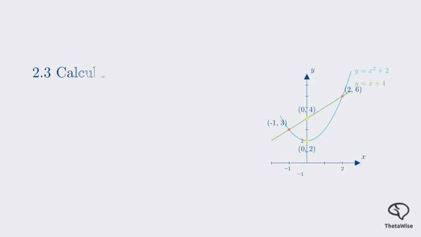Finally, part 2.3. Calculate the area bounded by the graphs. The bounded area is the region between the line and the parabola. This is an area with respect to x. Our lower limit, a, is the leftmost x-coordinate of intersection, which is 1. Our upper limit, b, is the rightmost x-coordinate, which is 2. From the sketch, it's very clear that the line y equals x plus 4 is the upper function, and the parabola y equals x squared plus 2 is the lower function.